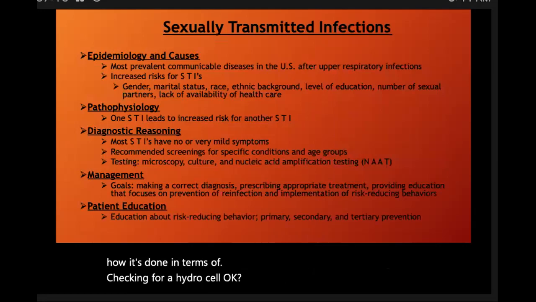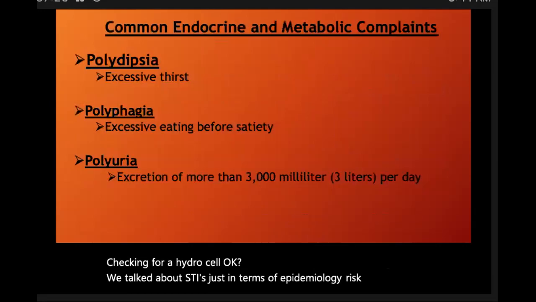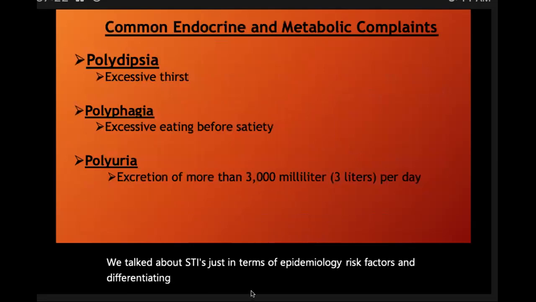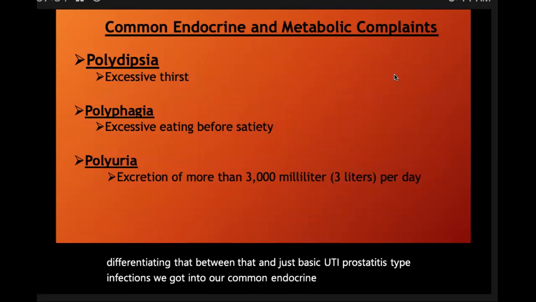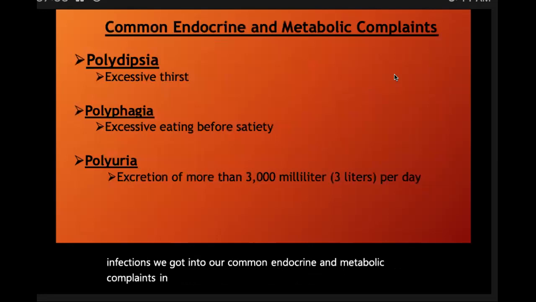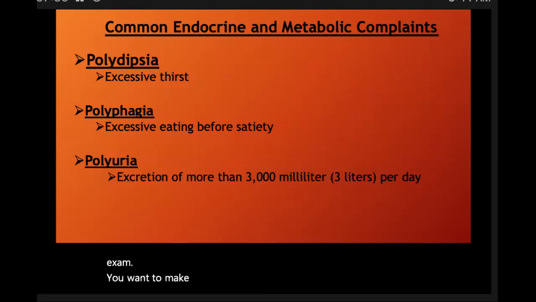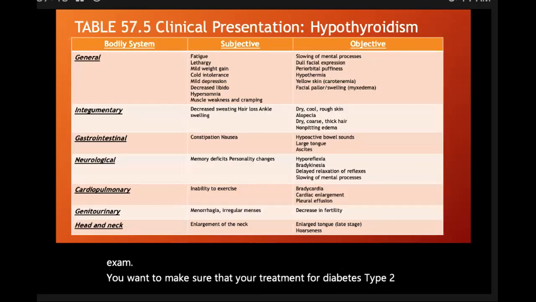We talked about STIs, just in terms of epidemiology, risk factors, and differentiating between that and just basic UTI prostatitis type infections. We got into our common endocrine and metabolic complaints. In terms of endocrine, there are 7 questions on the exam. You want to make sure that you know your treatment for diabetes type 2, your diagnostics, and your A1C.